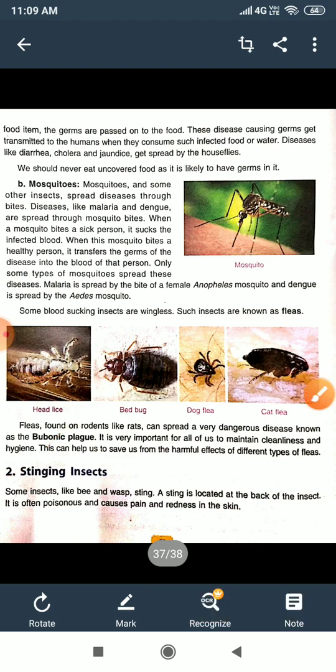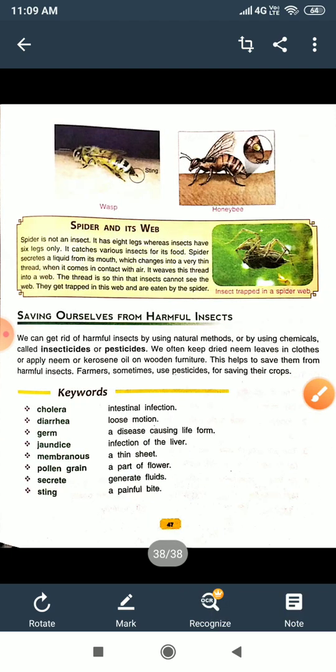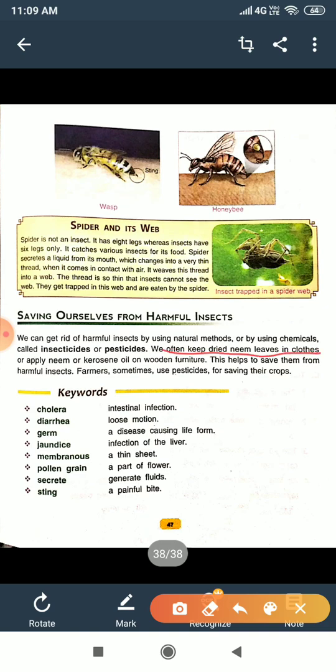Now the very important point: saving ourselves from harmful insects. How will you save yourself from harmful insects? By using natural methods or by using chemicals called insecticides or pesticides. Natural method means using a net. You all use the net. You can also keep dried neem leaves in the clothes to protect the clothes from insects.